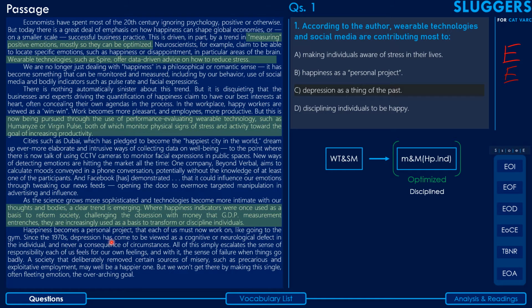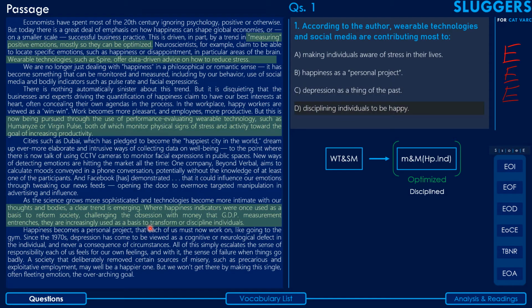The author has talked about depression here, that's true, but what he has said is that depression since the 1970s came to be viewed as a cognitive or neurological defect, as opposed to a consequence of circumstances. So basically, he's just saying that the perception about the cause of depression has changed. He doesn't say that depression does not exist anymore, that it has become a thing of the past, right? So this is definitely incorrect according to the passage. So you can eliminate this as well.